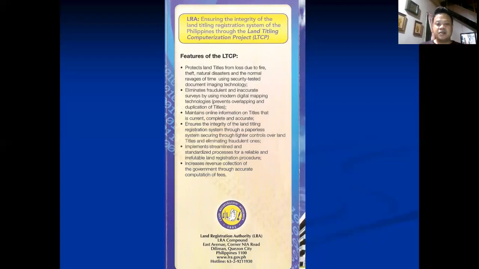It eliminates fraudulent and inaccurate surveys by using modern digital mapping technologies, and duplication of titles. Yes, the system rechecks the metes and bounds as provided for in the title itself. It checks whether it closes. What do we mean by closing? 0.1, 0.2, 0.3, 0.4, 0.5, back to 1. That is the only way you can see if the title closed or not.